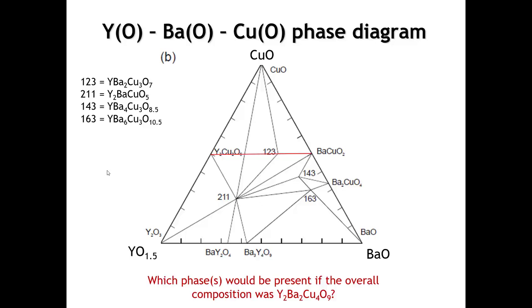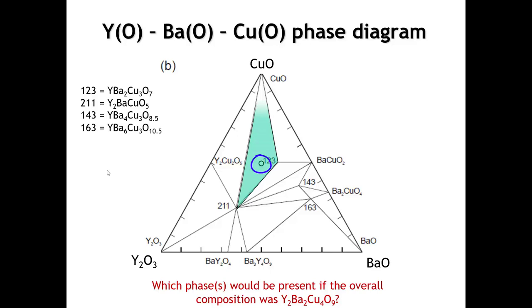The 25% yttrium oxide is going to be along this line, which runs parallel to the barium oxide copper oxide face. And the 25% barium oxide line is going to run along this red line. And so those all three intersect at the point that I've drawn there with the white circle. You should be able to see that that point is in this triangle that I've shaded here with green. And the vertices of that triangle are going to be copper oxide, that's the top vertex, yttrium, barium 2, copper 3 O7, right?